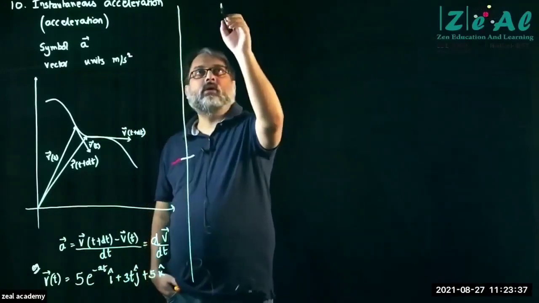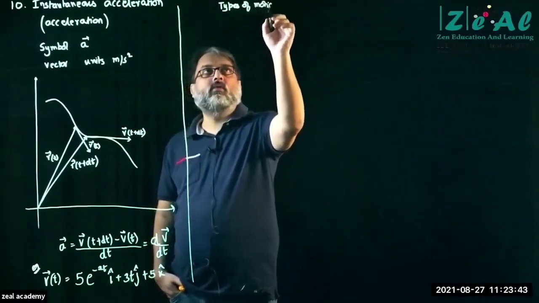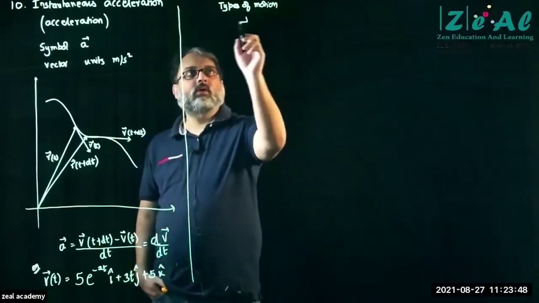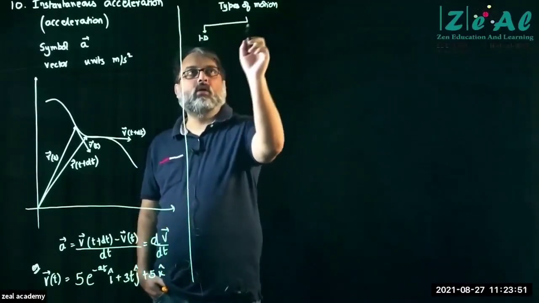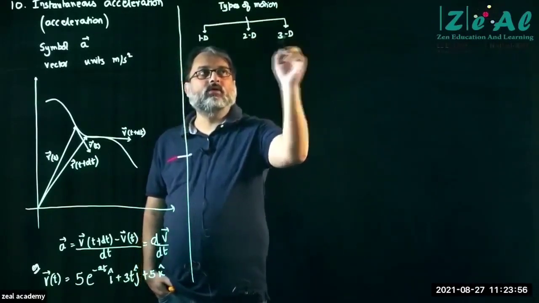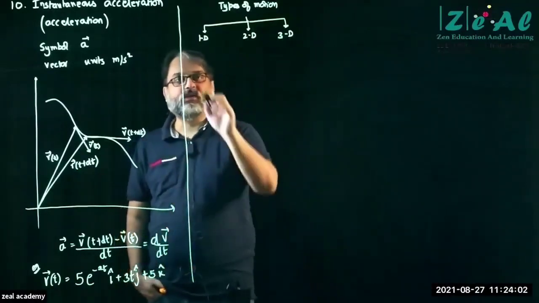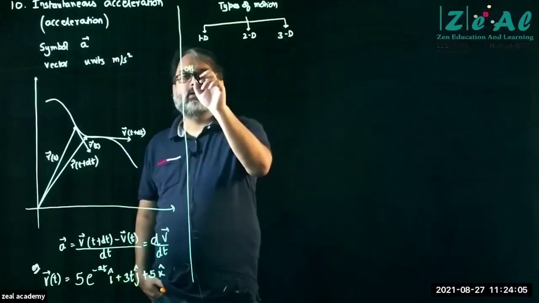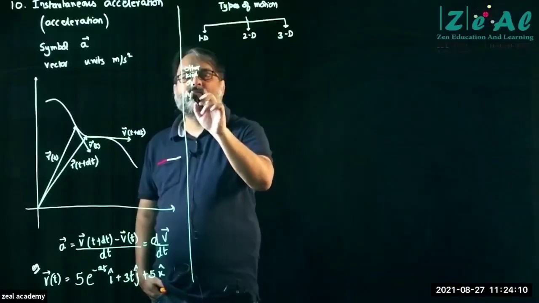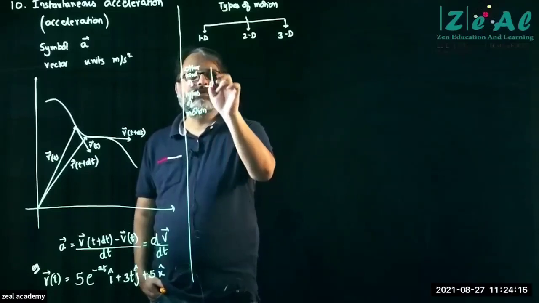Okay, so the types of motion. So the types of motion will be one-dimensional, two-dimensional, or three-dimensional. Okay, they may also be, now this is a separate classification, other kinds of types of motion. So this is a separate classification.